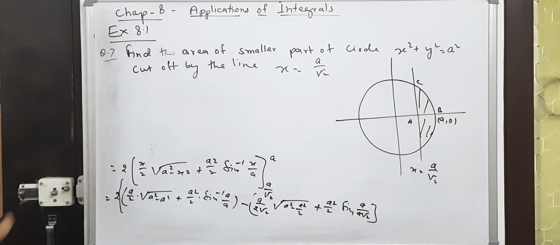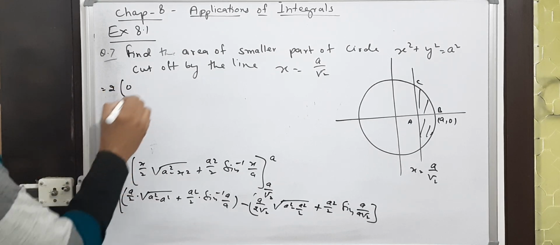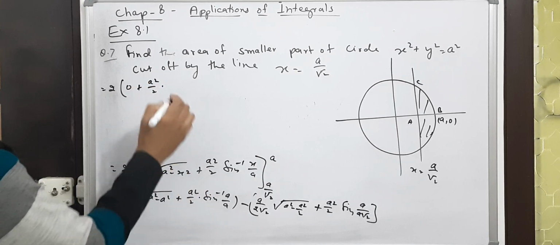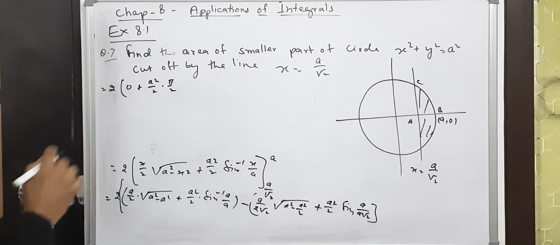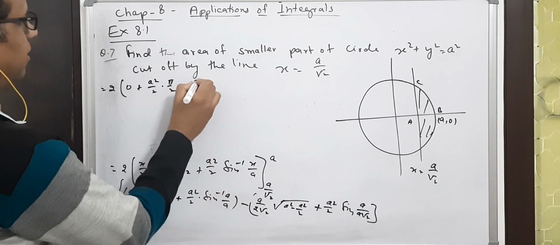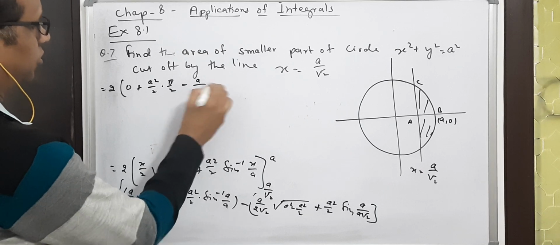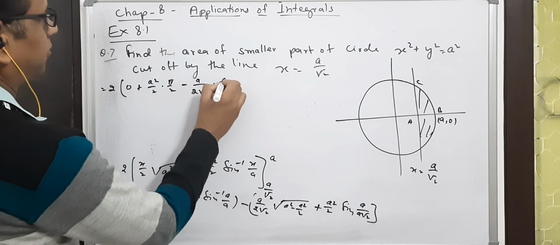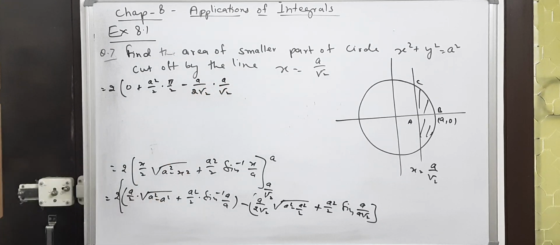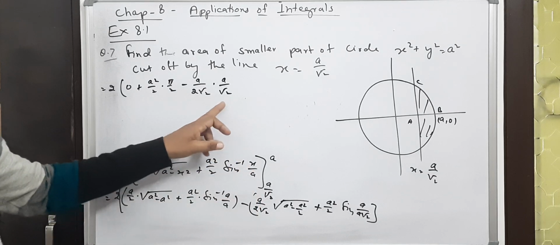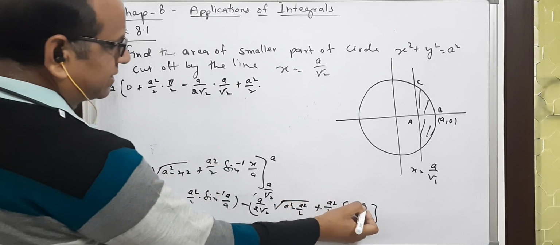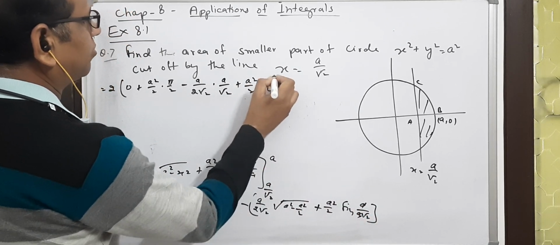Please see the part. It is 2. This part will be 0 plus a square by 2. See this part, sine inverse 1. So it is pi by 2 minus a by 2 root 2 dot. See this now. It is a square by 2. So a by root 2. Please see this part now. A by root 2 plus a square by 2, and this a and a cancelled, so it is pi by 4.